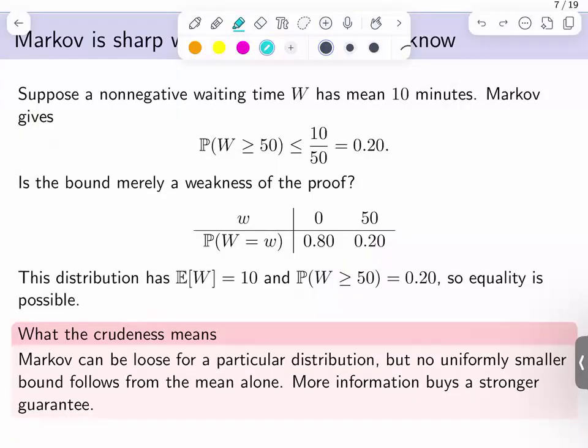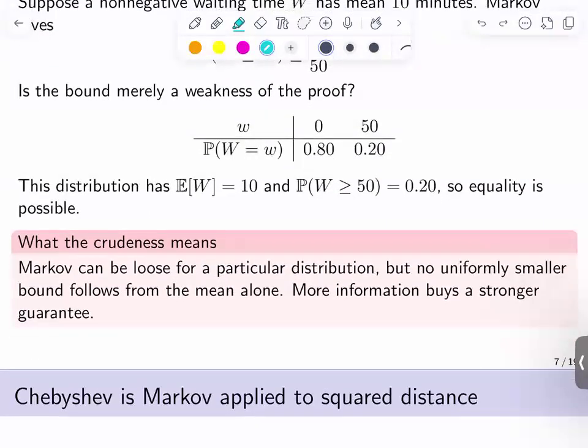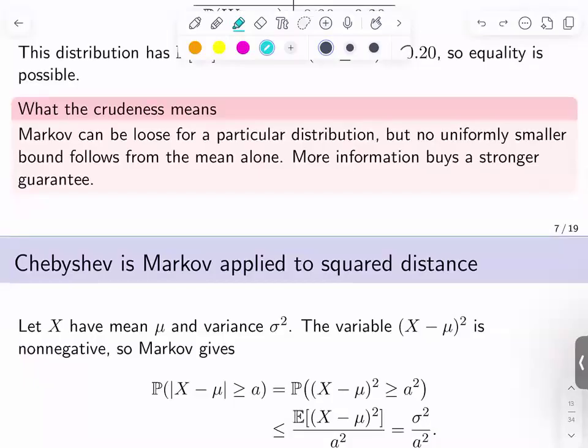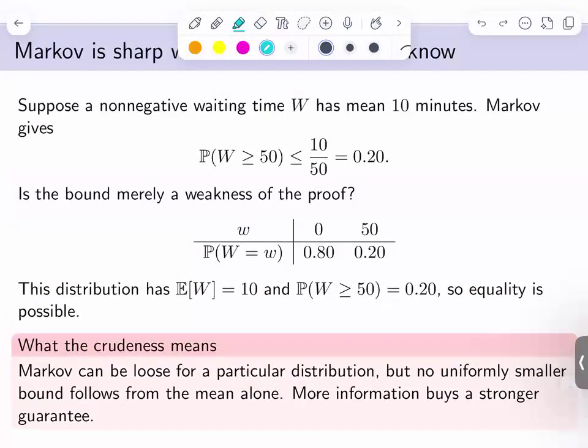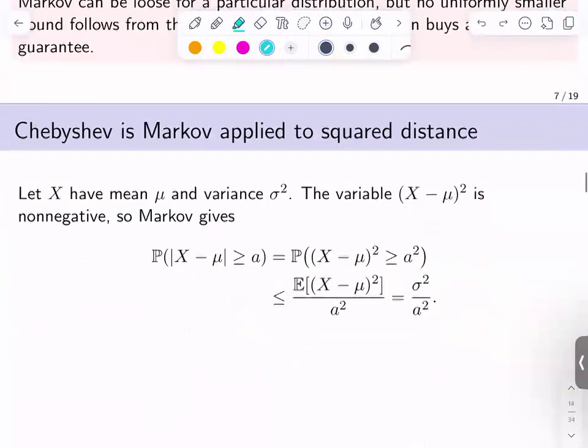If you know more, let's say if you know, for example, that W has an exponential distribution, then you can do better. The tail is going down much faster. In particular, if you know that the variance of W is a certain value, you could do better, and so on. We'll see. It can be loose for a particular distribution, but no uniformly smaller bound follows from the mean alone. If you just know the mean, this is the best you can do. If you know higher order moments, you could potentially have a tighter bound.